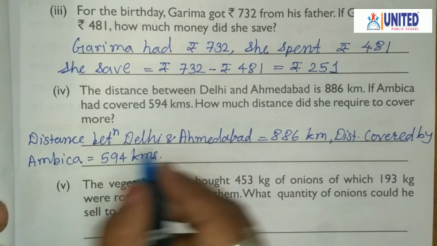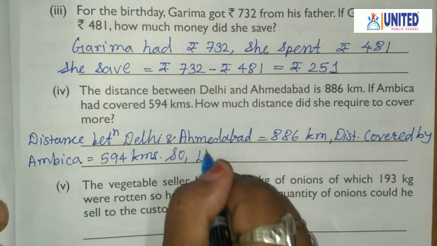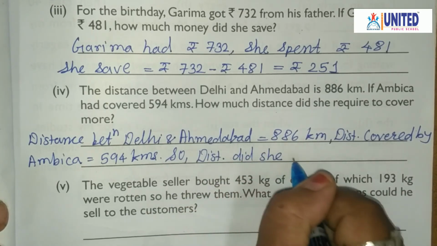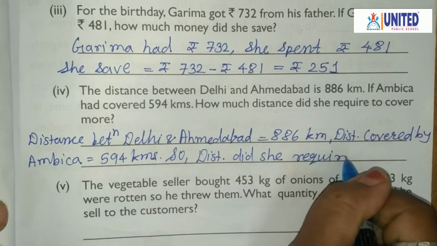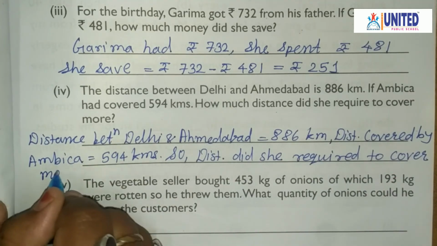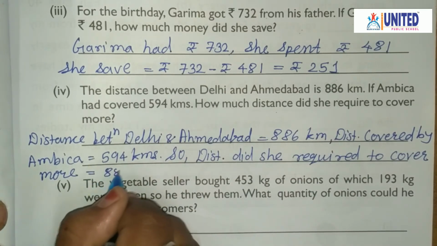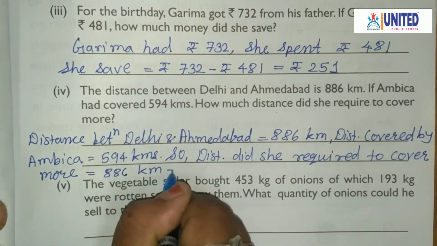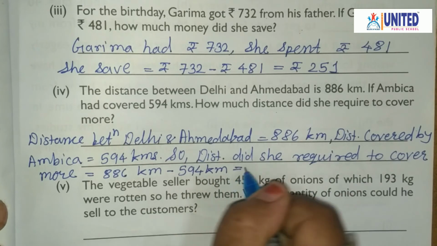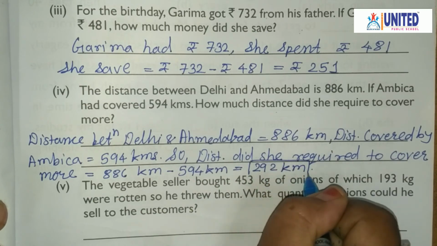Okay. So therefore we write, distance she required to cover more. How much distance is required to cover more? That is equal to 886 kilometers minus 594 kilometers. That is equal to 292 kilometers. Okay, so this is our answer.